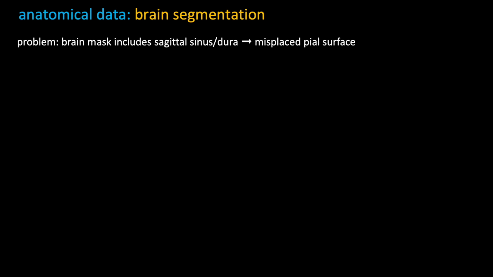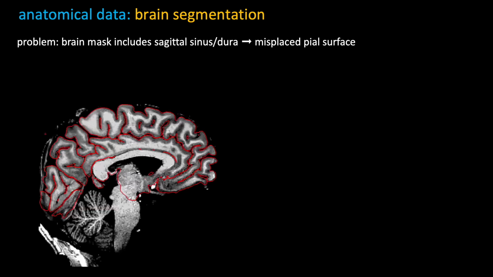So we still have a problem. This is another example from my own data. We have a brain mask here. You can see already that it includes a whole bunch of stuff that shouldn't be there. Especially here in the visual cortex, the region that I'm interested in, you can see that there is a quite significant piece of the sagittal sinus included in the mask and also included in the pial surface. So that's a problem.